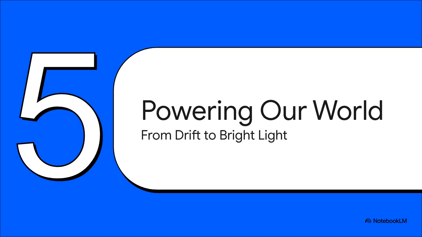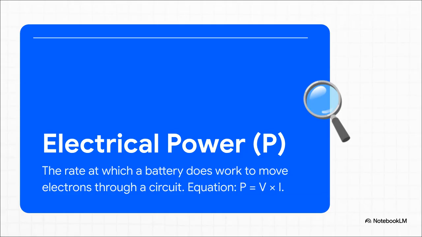Okay, so let's connect all the dots. How does this microscopic, super slow drift of countless electrons translate into the massive amounts of energy that light up our homes and power our cities? Well, the answer is electrical power. Power is the rate at which energy gets delivered. You can think of it as the amount of work the battery is doing to push those electrons, combined with how many electrons are actually flowing. The math is simple. Power equals the voltage times the current.